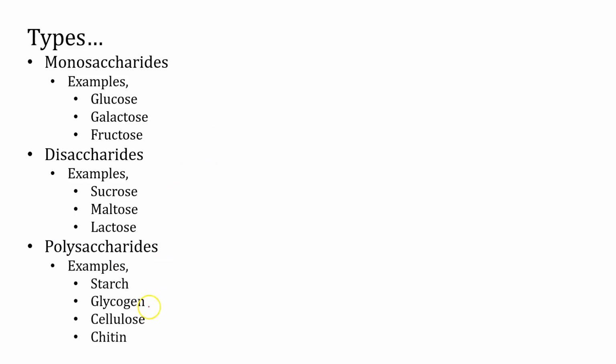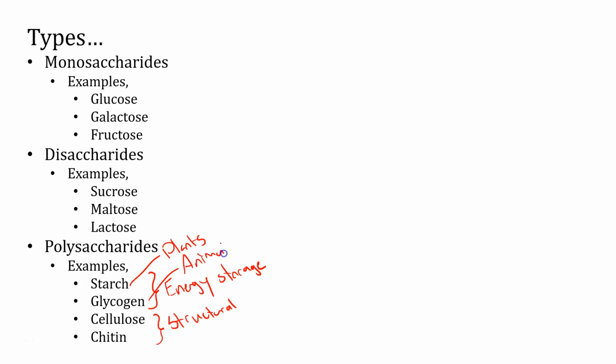The first two are going to be more energy storage molecules. The last two here are going to be more structural molecules. The starch is going to be one that's found in plants. Glycogen is going to be one that's found in animals. And then cellulose is one that's found in plants. Chitin is one that's found in animals. And we'll talk a little bit at greater length about each of these.